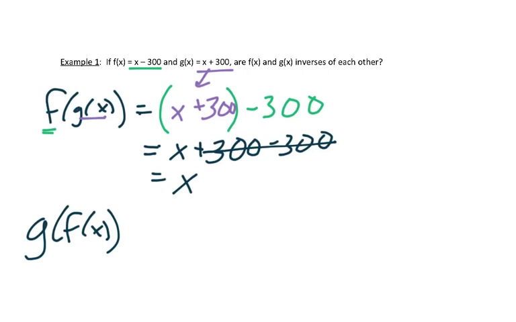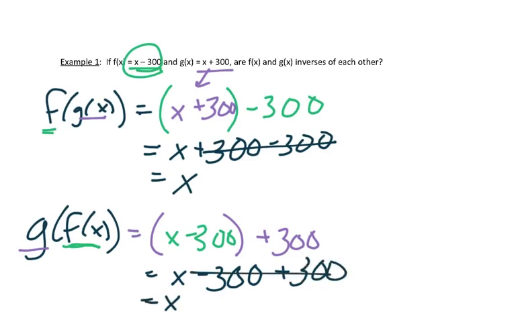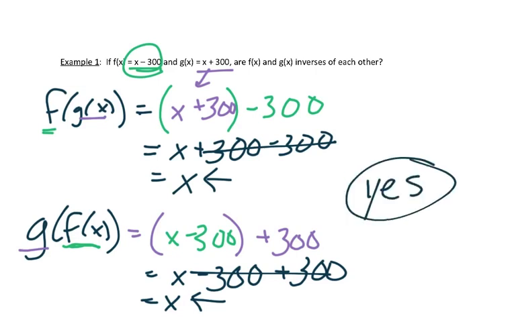So this time it's starting with g. Again, we would start with g, but where there's an x, we'll put parentheses. And this time f is inside, so we'll take f and put it inside the parentheses. Again, those parentheses aren't doing anything because there's nothing in front of them. So we'll just write it without the parentheses and simplify, and we can see that equals x also. Because this way equals x and this way equals x, they are inverses of each other.